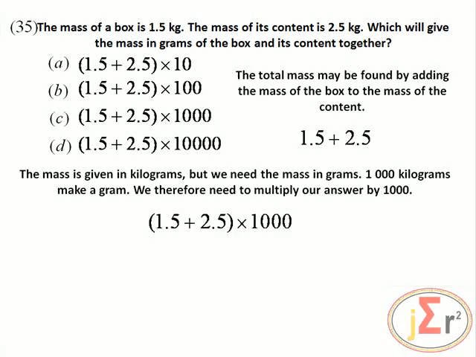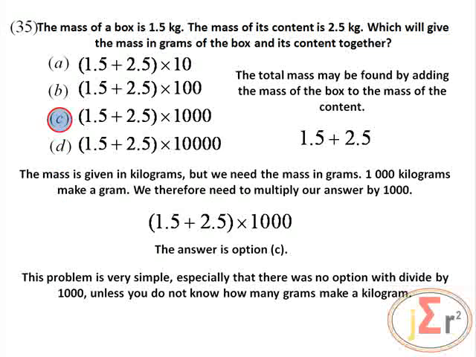There we have it. So which one of the options is the correct answer? Which one is the same as this? The answer is option C, because it looks exactly like this, multiplying by 1,000.